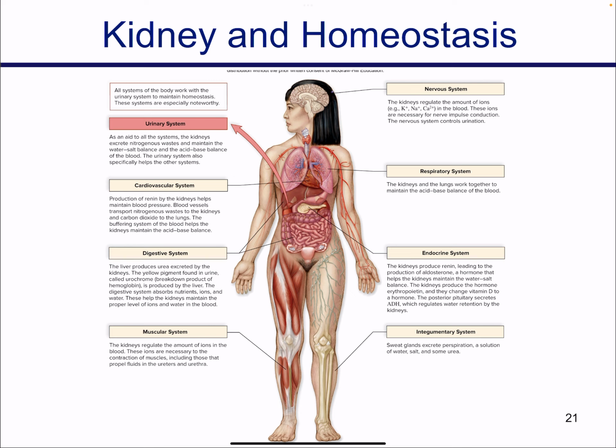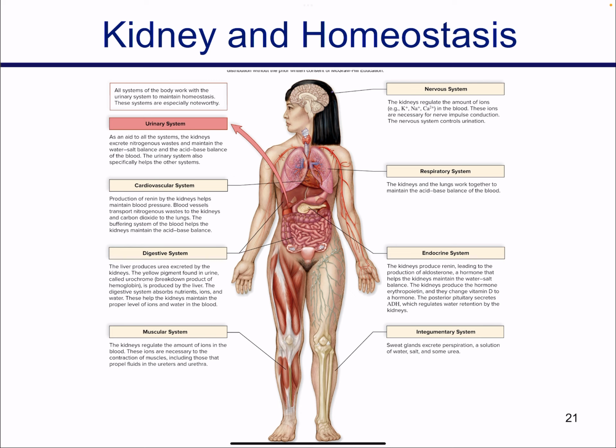The kidneys produce renin. That renin is going to help in maintaining the proper blood pressure in our system. The renin release is also going to play a role in maintaining an internal balance in terms of water, salt, and also ions.